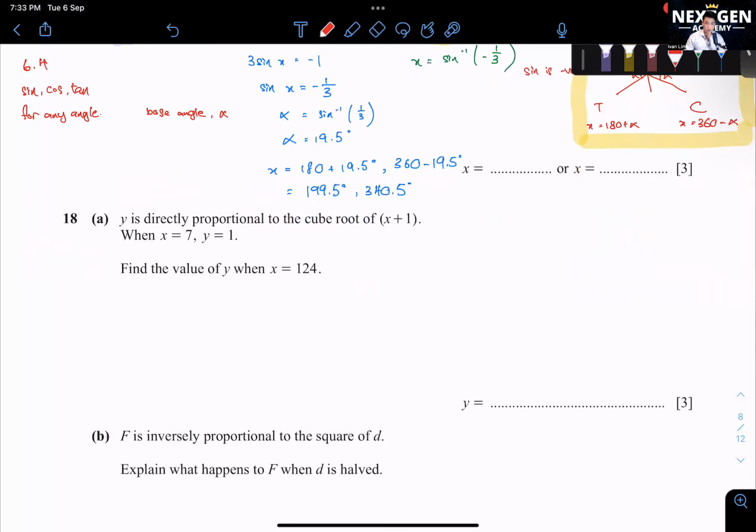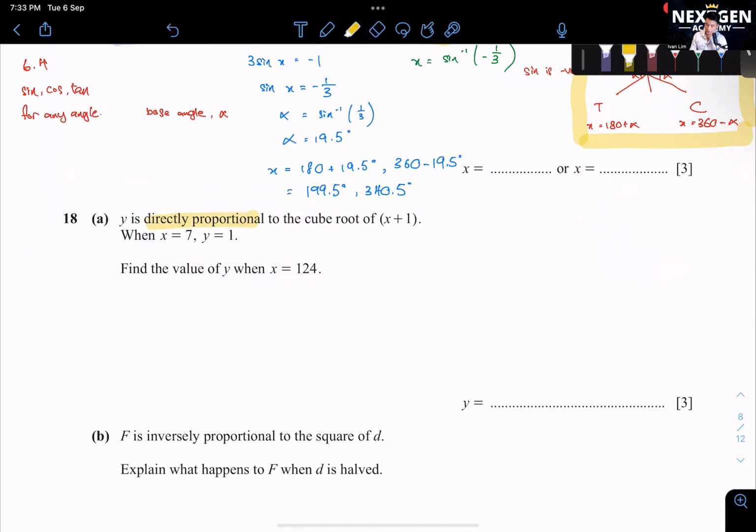Okay, if you all need me to go through this, I'll go through this for this topic for Trigo. Question 18a. Y is directly proportional to the cube root of x plus 1. When x equals 7, y equals 1. Find the value of y when x equals 124.